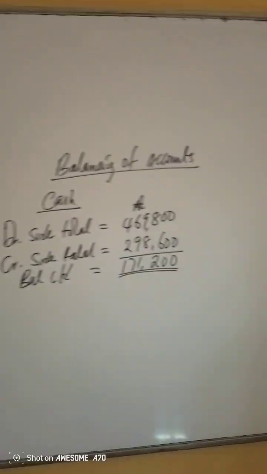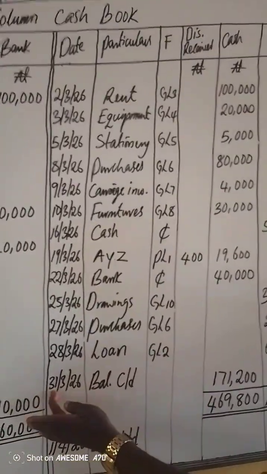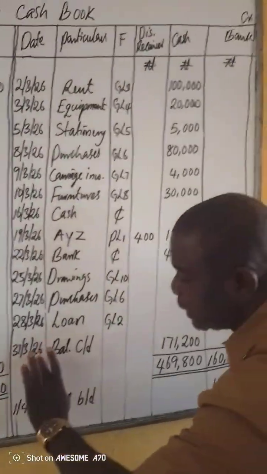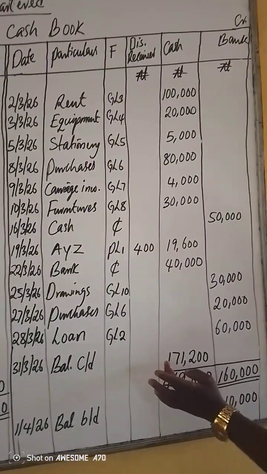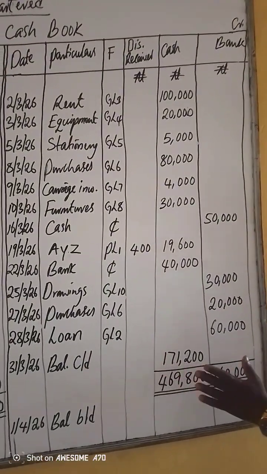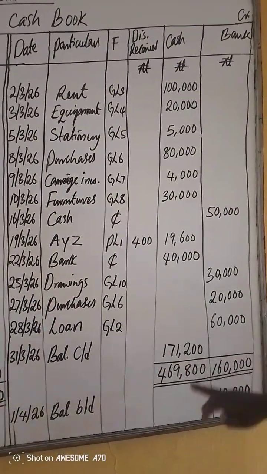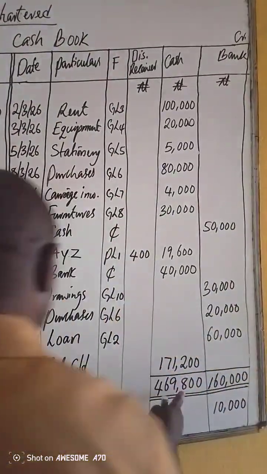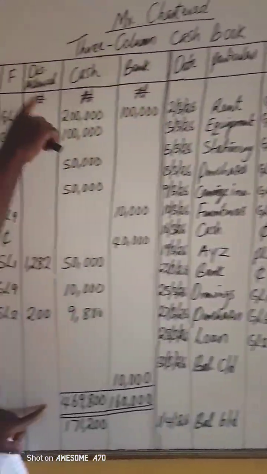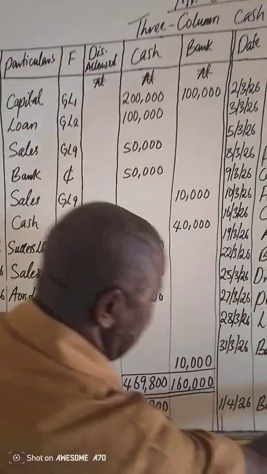Let's quickly go there. You come here and say, on the 31st, you always balance the account at the end of a given month. So now say at the 31st of March 2026, the balance carried down in the cash is 171,200. Now you discover that if you add the total plus the carried down, you now get 469,800. Then the same amount should be taken to the debit. If you add the debit side too, you get the same amount.